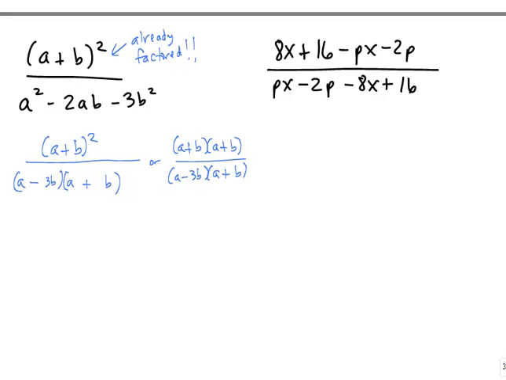Once it's factored, we're ready to cancel things out. And if you think of it in this form, one of these a plus b's on top cancels out with one of them in the bottom, but we'll still have one left in the top. Or over here you can just see that these are going to cancel out, but I still have one left on top. So our final answer is a plus b over a minus 3b.